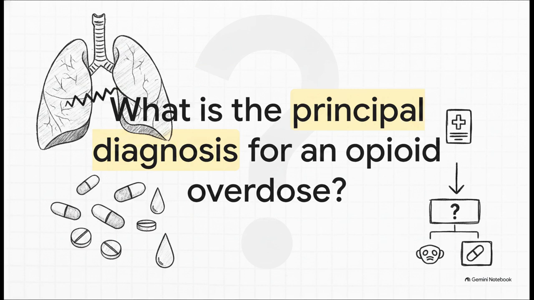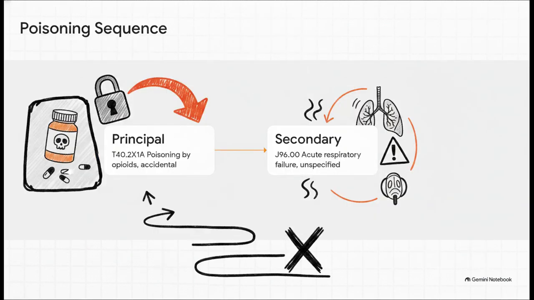Does the respiratory failure take the top spot because it's the immediate life-threatening crisis, or does the overdose run the show? Check out the sequence here. That accidental opioid poisoning code, T40.2X1A, absolutely has to go first. That forces our acute respiratory failure code, J96.00, down into the secondary position. Even though the respiratory failure is a massive, highly resource-intensive part of the encounter, the rules just totally shift here.